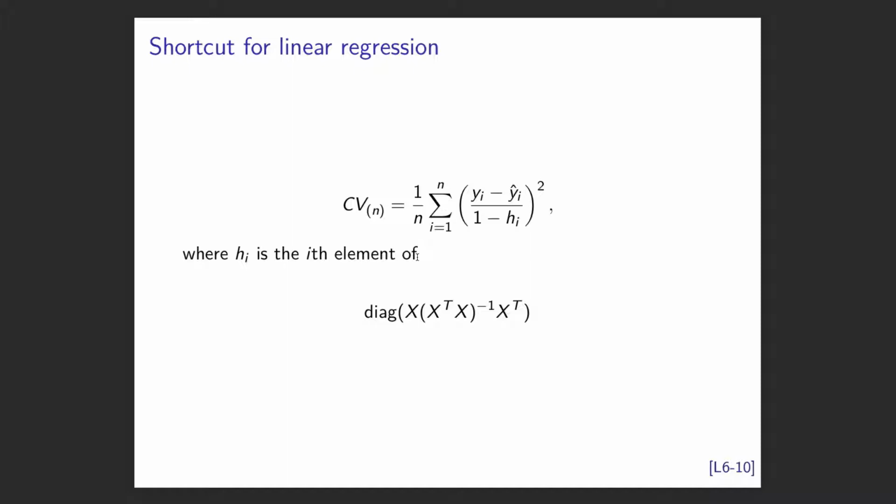The nice thing is, if you think about it, you can now get this very easily, where you take your fitted value and adjust it by your H index, which remember, your H is X(X transpose X) to the minus 1, X transpose. So for linear regression, this is really fast. You can fit the model just once and quickly spit out your cross-validation error. It's very nice.